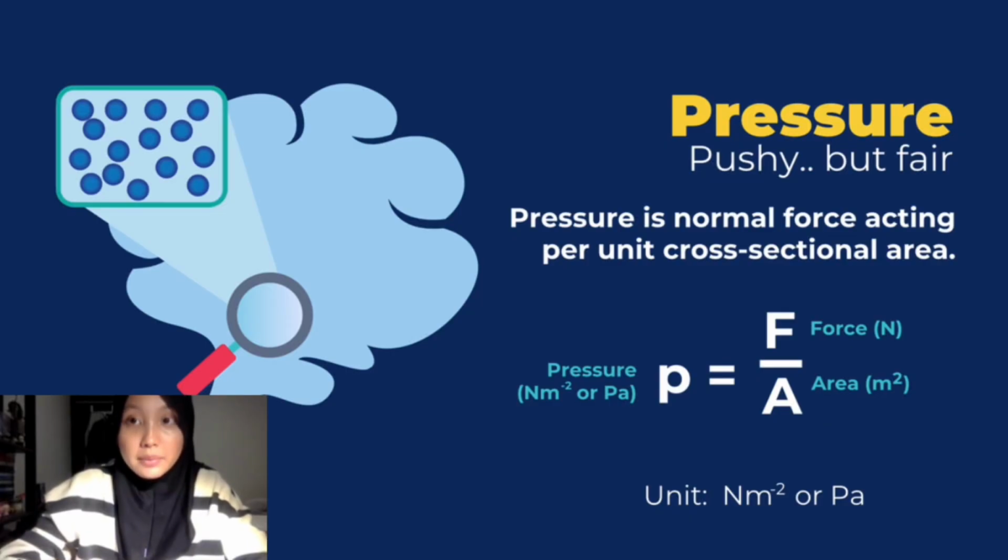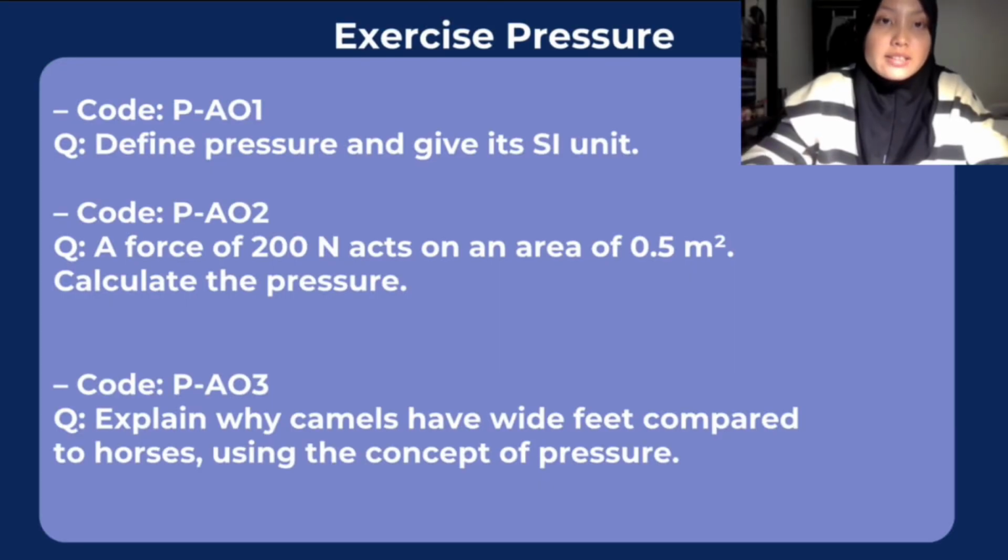So here's an example. The AO1, as I said earlier, is to define pressure and give its SI unit. You just have to give that pressure is the force per unit area, and the formula is P equals F per A, or pressure equals force per cross-sectional area. And the SI unit is the Pascal, which equals 1 Newton per square meter.